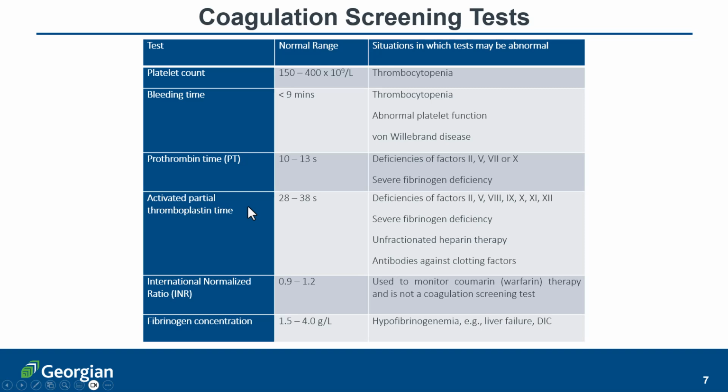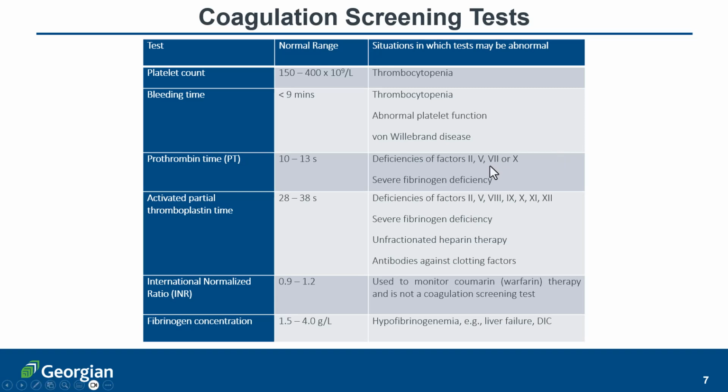The intrinsic pathway is the much longer pathway, if you remember from your A&P, and the extrinsic pathway is the shorter pathway. So how do we remember which test is used to assess for which pathway? Well, when I learned this way back when, the analogy that we used was PT versus APTT, and it's really T versus TT.